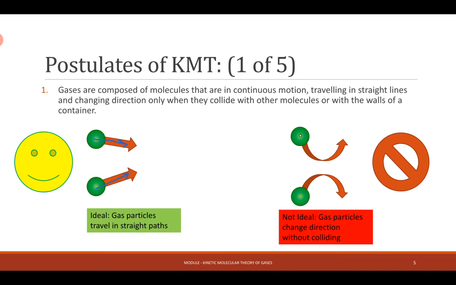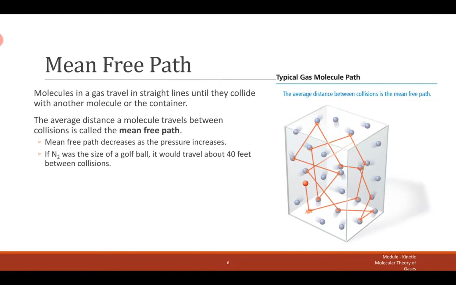What we do not want to happen is for the gas particles to change direction. So this is against the kinetic molecular theory of gases, where this one's just randomly trying to change direction and go in a curvy path. And so in the kinetic molecular theory of gases, there will be none of this. There will be no change in direction or going in curved paths.